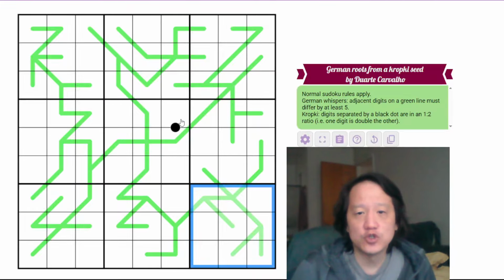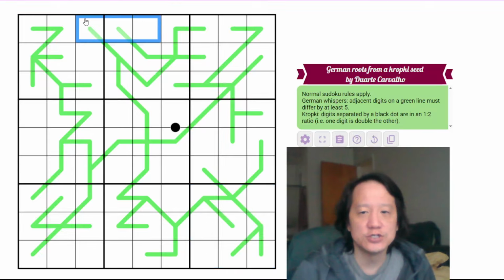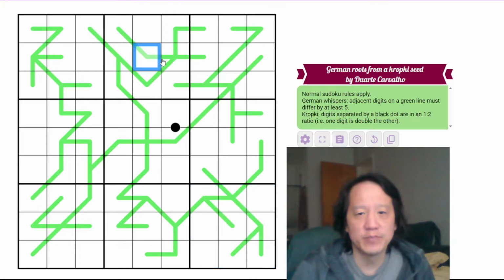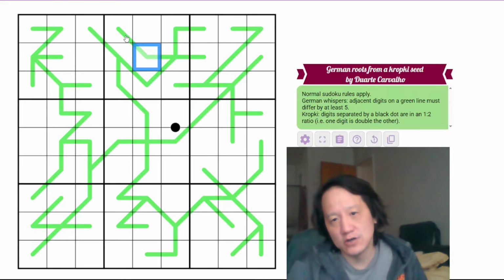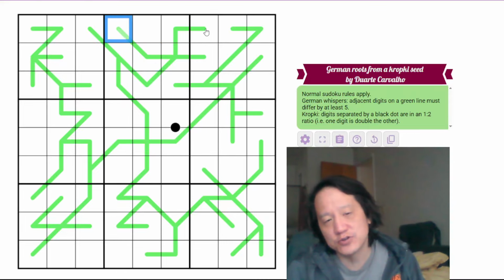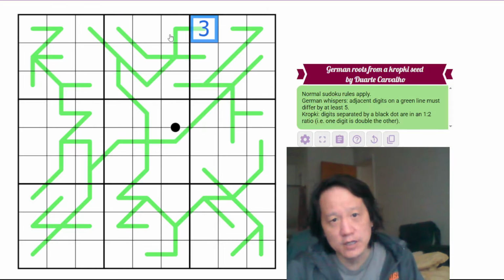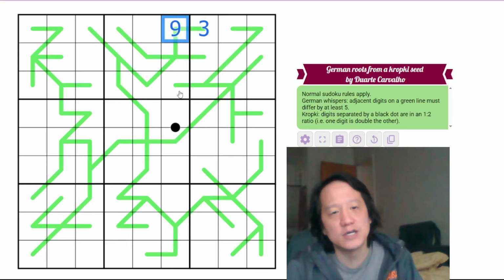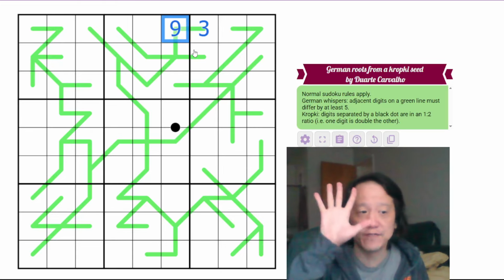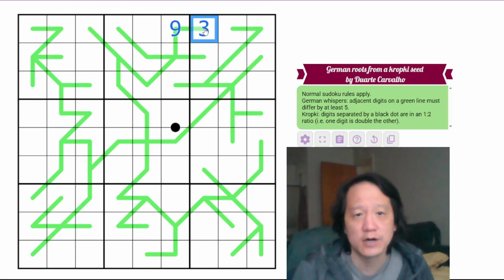We have German whispers, where adjacent digits on a green line must differ by at least 5, or as I like to call them, whisper 5 lines. So for example, if this were a 3, this would have to be an 8 or a 9, because the only digits which are 5 or more away from 3 are 8 and 9. That's an example of how German whisper, or otherwise known as whisper 5 lines, work.